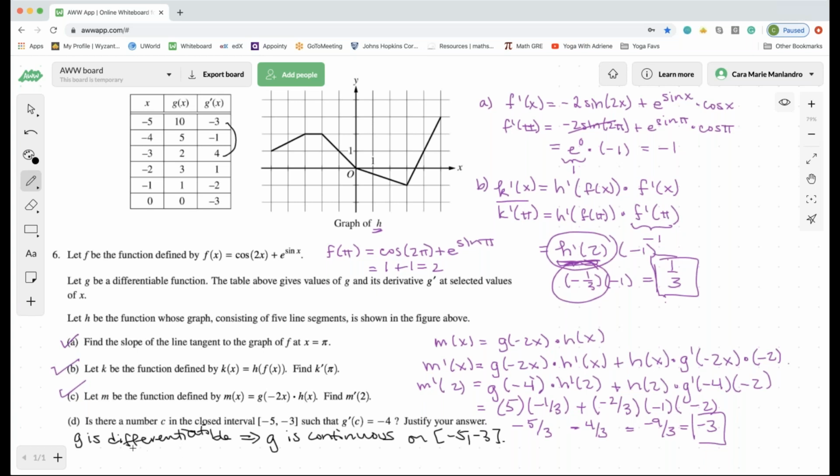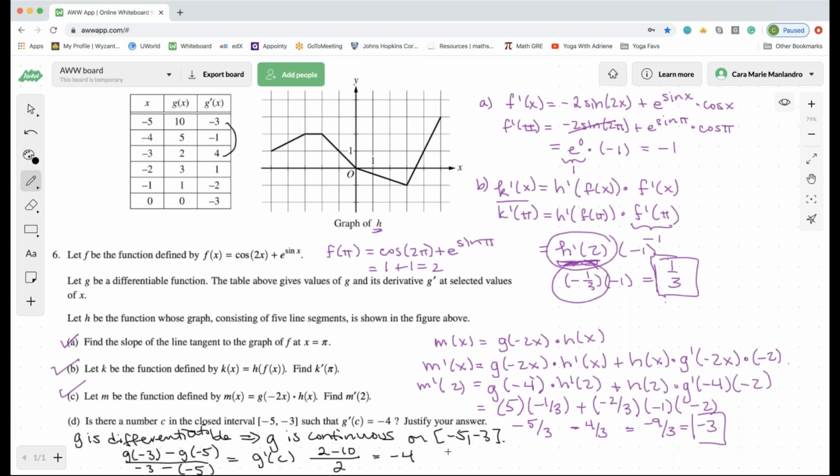So now in order to do that, I have to set up G of -3 minus G of -5 over -3 minus -5. All right, and then we want to set that equal to G prime of C. All right, that's the mean value theorem. All right, so I can go ahead and read off those numbers. All right, it is 2 minus 10 over 2, which happens to be equal to -4.